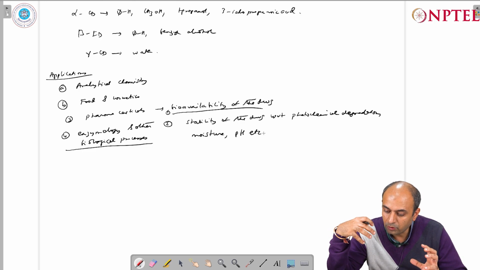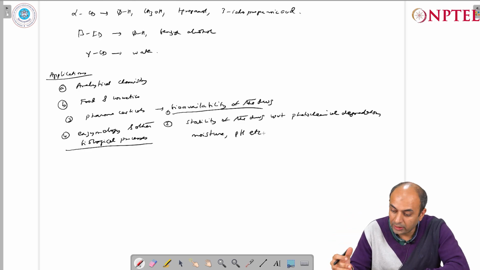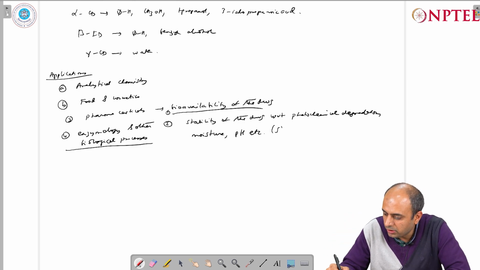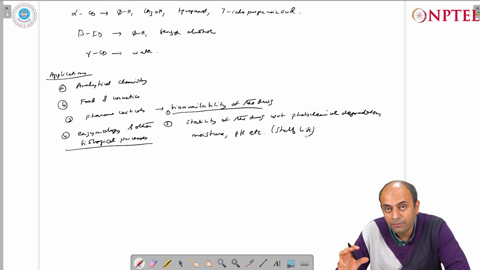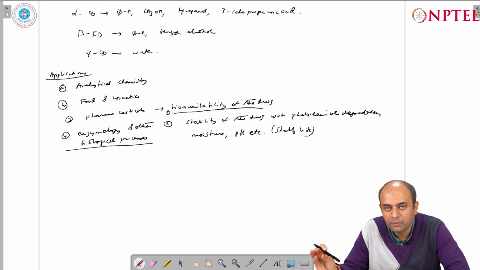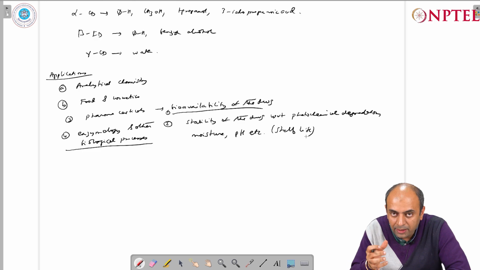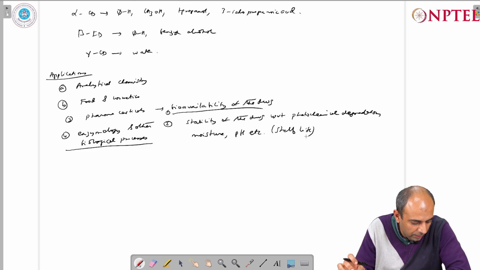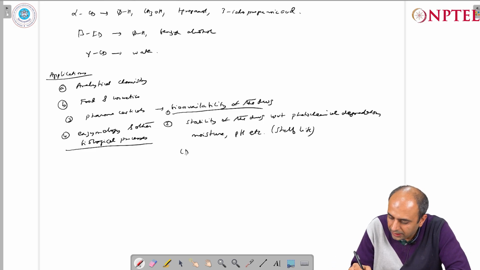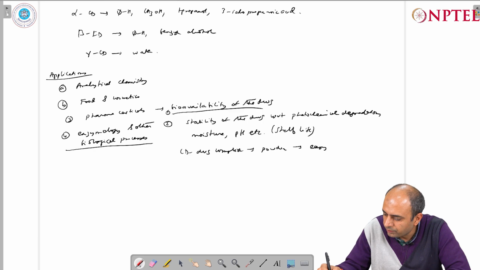So, you would like to enhance the stability of the drug and the shelf life, that is the time for which the drug is being stored before it is given to the customer for consumption. The stability of the drug can be enhanced by encapsulating this drug in a carrier molecule like the cyclodextrin. So, cyclodextrin definitely enhances the stability and the shelf life of the drug, and the resulting cyclodextrin drug complex is a powder which is easy to handle.